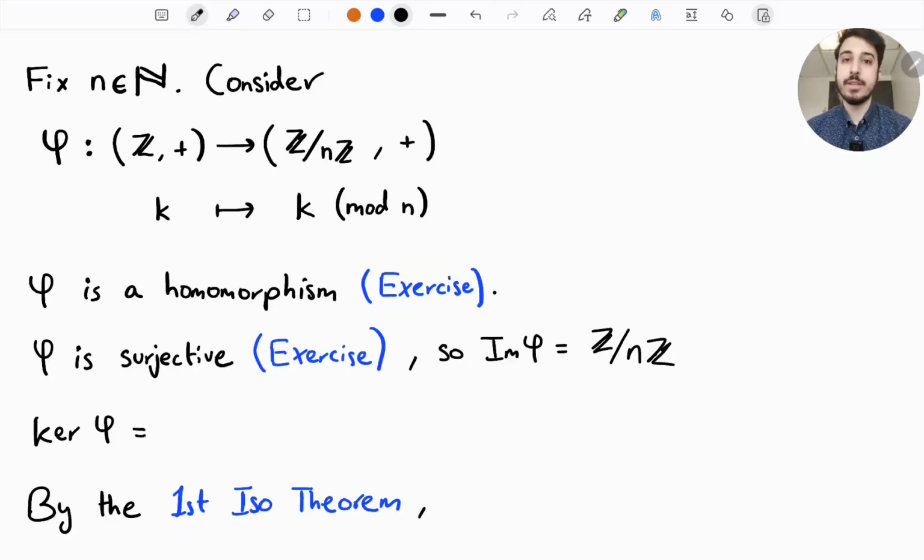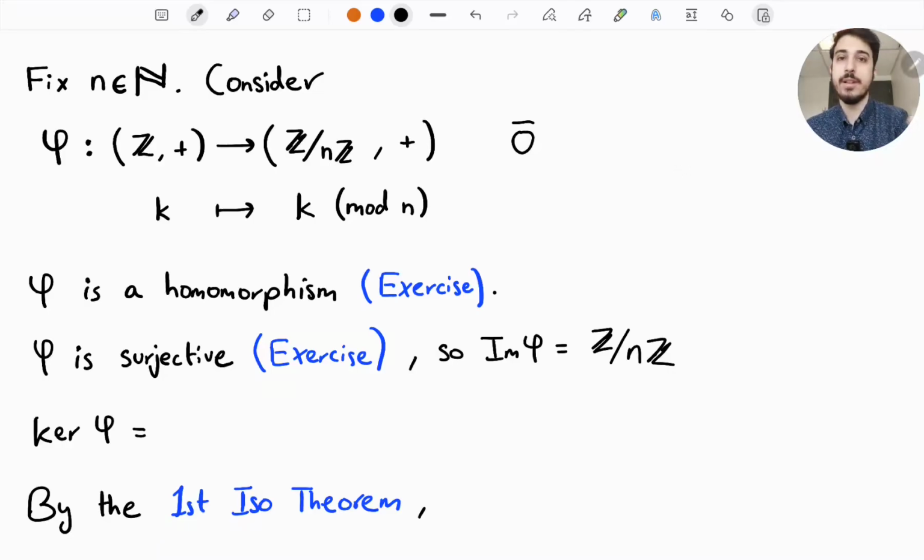Let us now calculate the kernel of phi. The kernel of phi contains all of the elements that phi maps to the identity. What is the identity in Z/nZ? Well, the identity in Z/nZ is 0 bar. What kind of elements are mapped to 0 bar? Well, those are exactly the multiples of n.